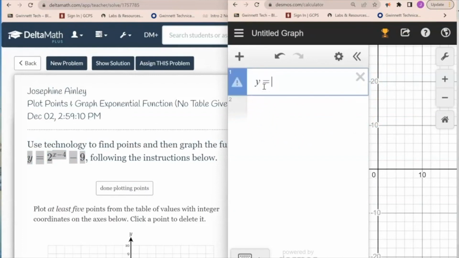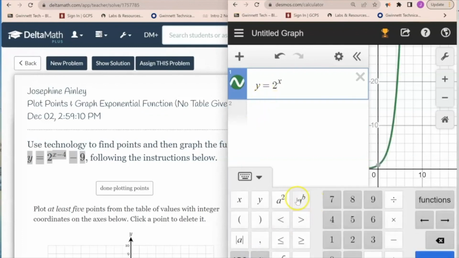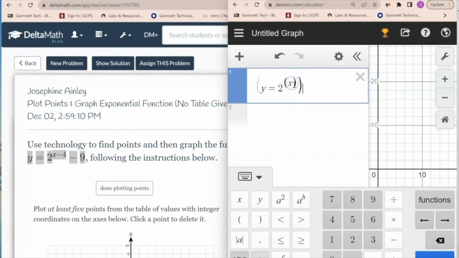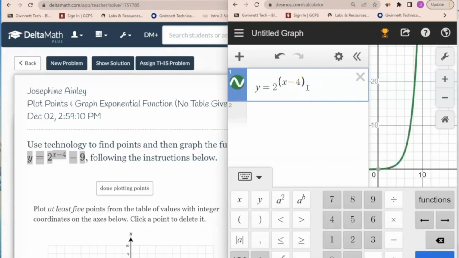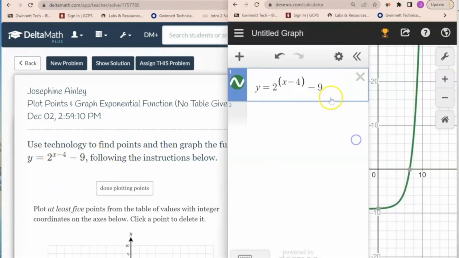So it's y equals 2, raise the power, Shift 6, or you can click it over here. Now notice if you don't put parentheses and you try to put that minus 4, it comes down automatically. So to keep it up there, just put it in parentheses. So parentheses will keep it up at the top. So x minus 4. And then minus 9. So I'm just, again, copying the question into the calculator. So it's graphed it for me.